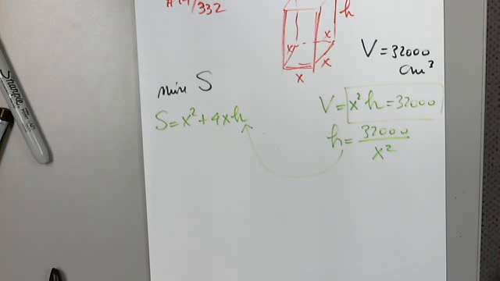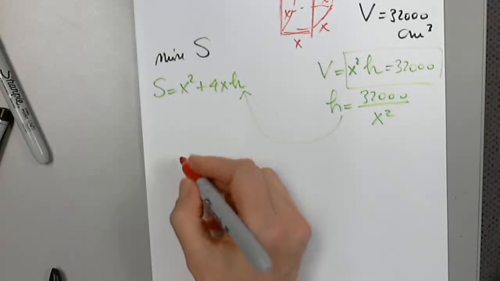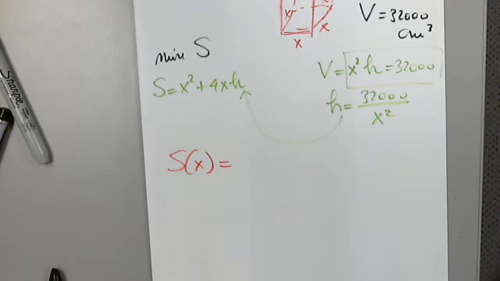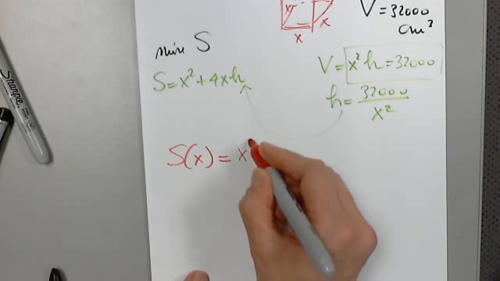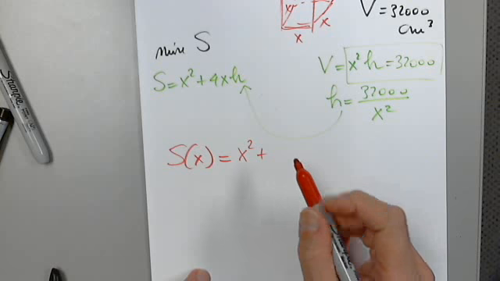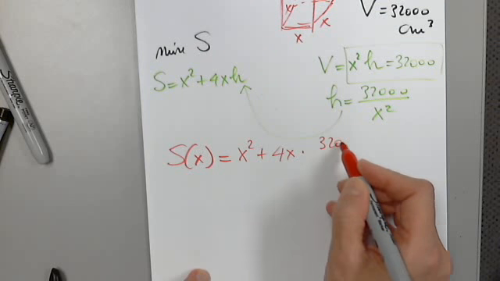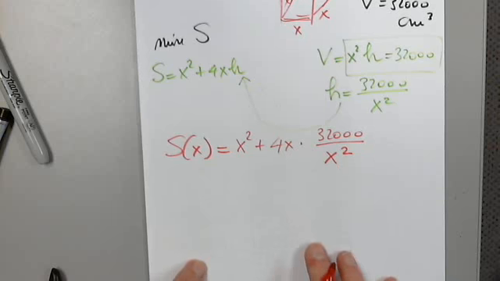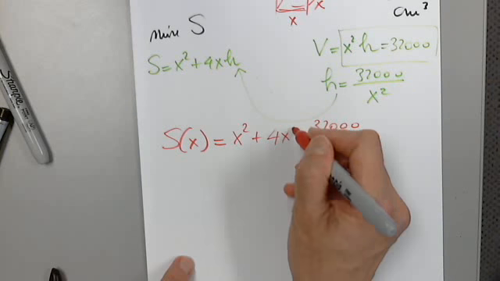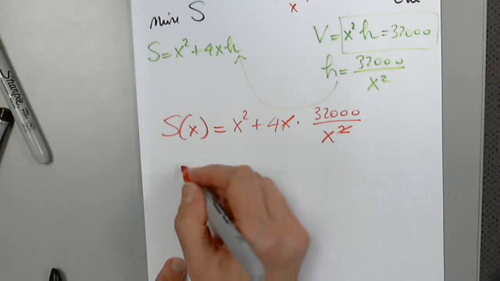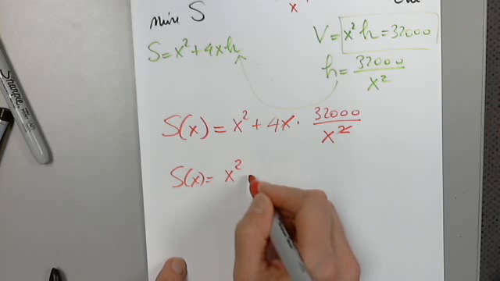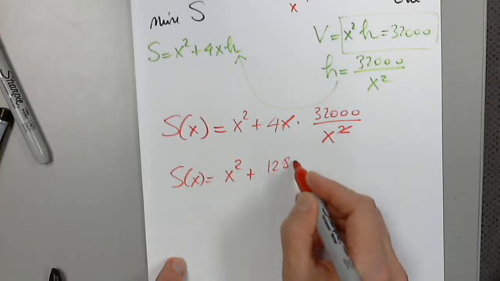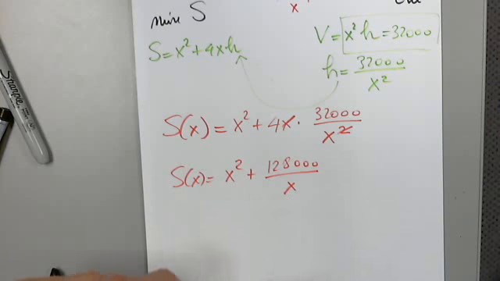And now the surface area is a function of one variable, S of x. So this is x squared plus 4x multiplied by 32,000 divided by x squared. I will simplify by an x, and the surface will be x squared plus 128,000 over x. Okay, I'm happy. I have the formula for the surface area.